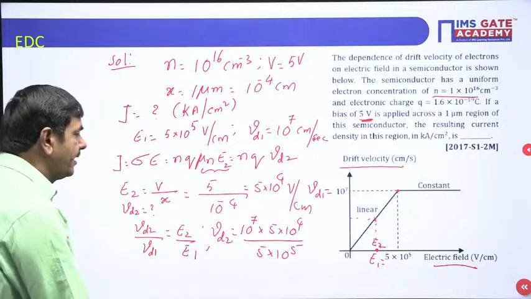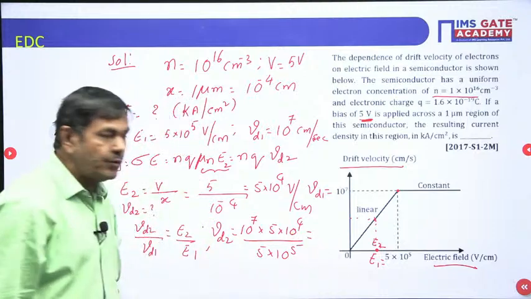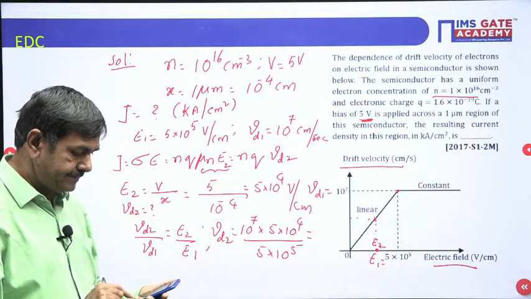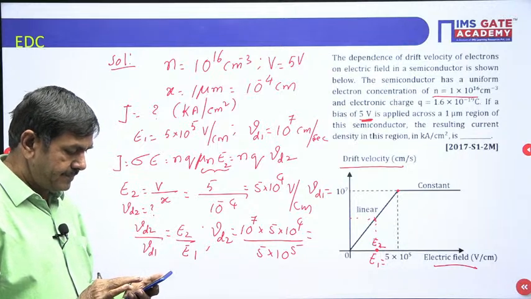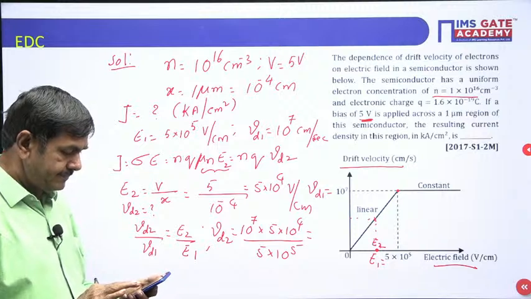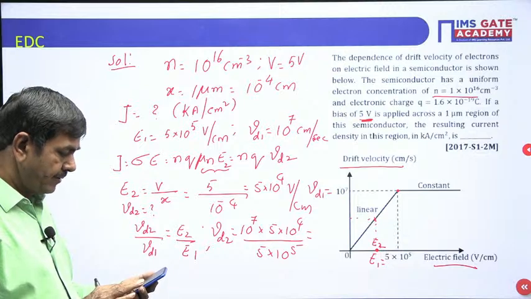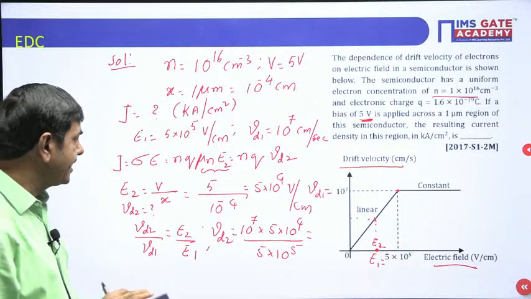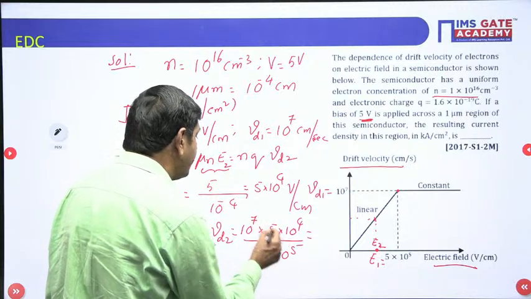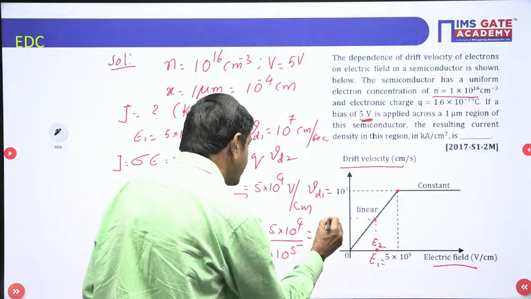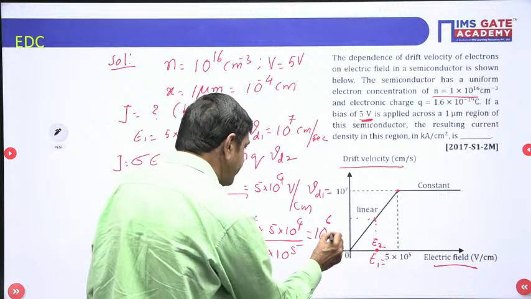Use a calculator and you will get the answer, which gives VD2. Its value will be like this: 5 into 10 power 4, 10% of 5 into 10 power 5. It comes as 10 power 6, because the 5 cancels. So 10 power 6 centimeters per second it comes.